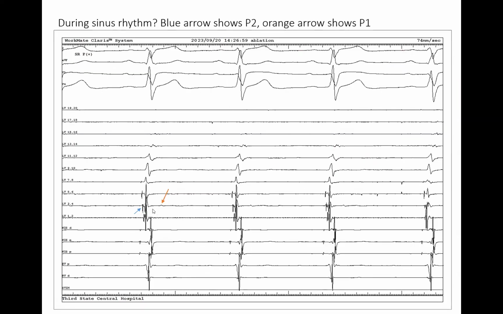Here during the sinus rhythm, we can clearly see this is our fascicular potential, very close to the ventricular side, and it's after the His potential. And here is also one potential. You can clearly see this one is a potential. And this is our diastolic potential, and we call it the P1 potential. This is our late potential, which is showing that this is our target for the ablation point.